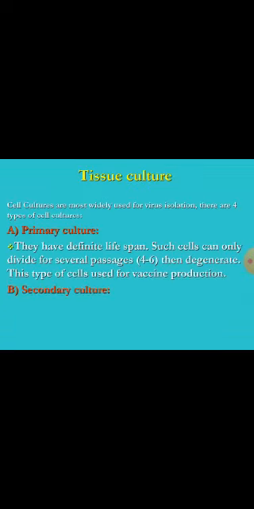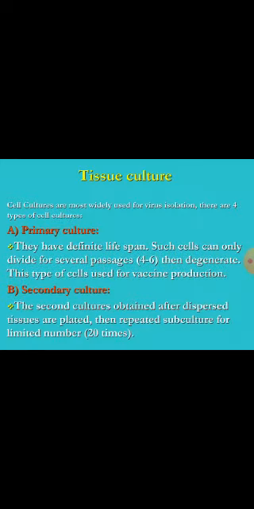The tissue culture, after obtaining our cells, can be passed to other flasks. The number of these passages controls the type of tissue culture. Primary cell line: we can make several passages, 4 to 6 times. This type of cells is used for vaccine production. Secondary cell line: we can make passage for 20 times.